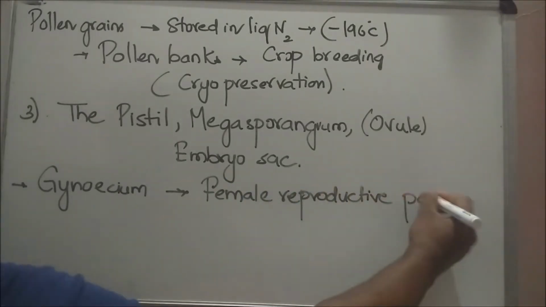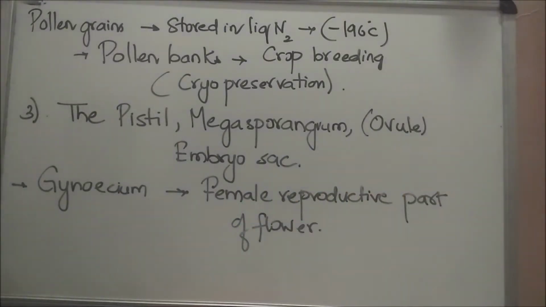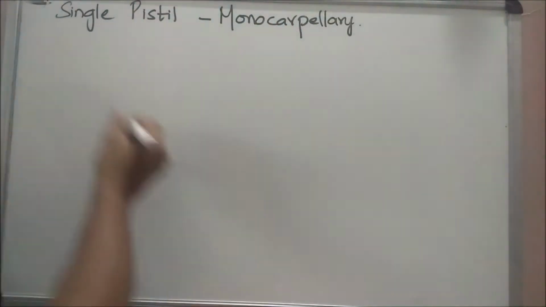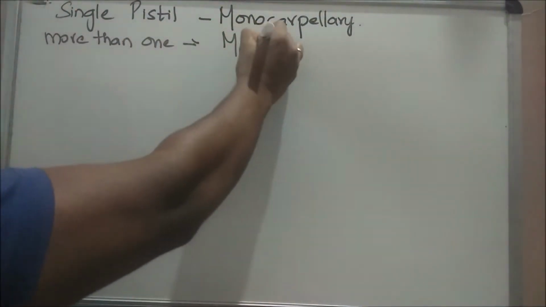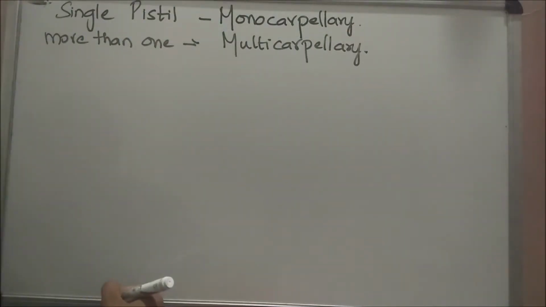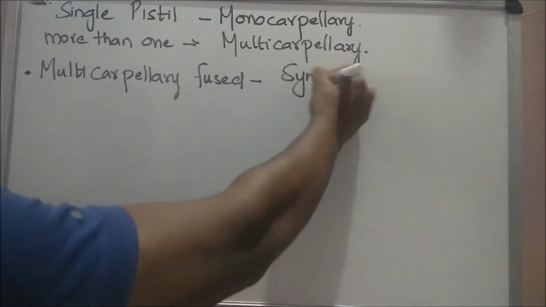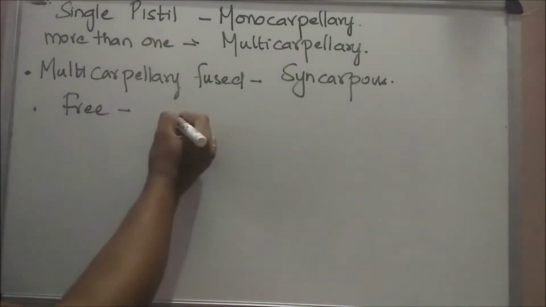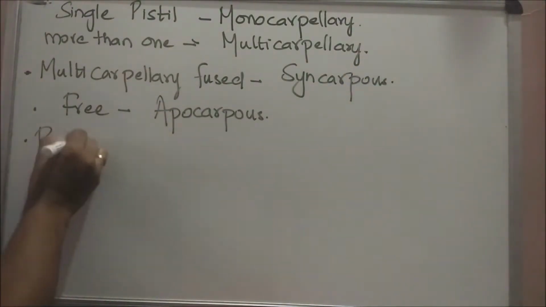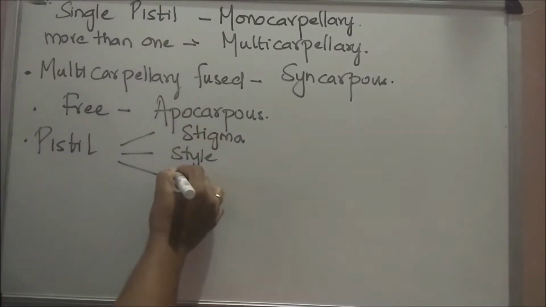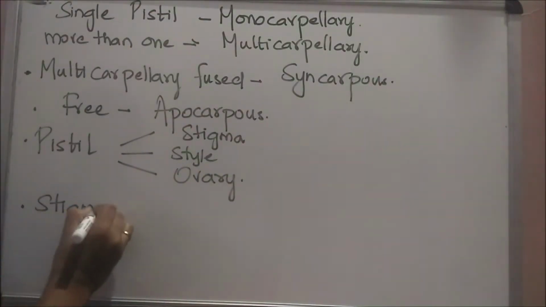Gynoecium represents the female reproductive part of the flower. It consists of a single pistil, called monocarpellary, or may have more than one pistil, called multicarpellary. When more than one pistil is fused together, it is called syncarpous, or if they are free, it is called apocarpous. Each pistil has three parts: stigma, style, ovary.